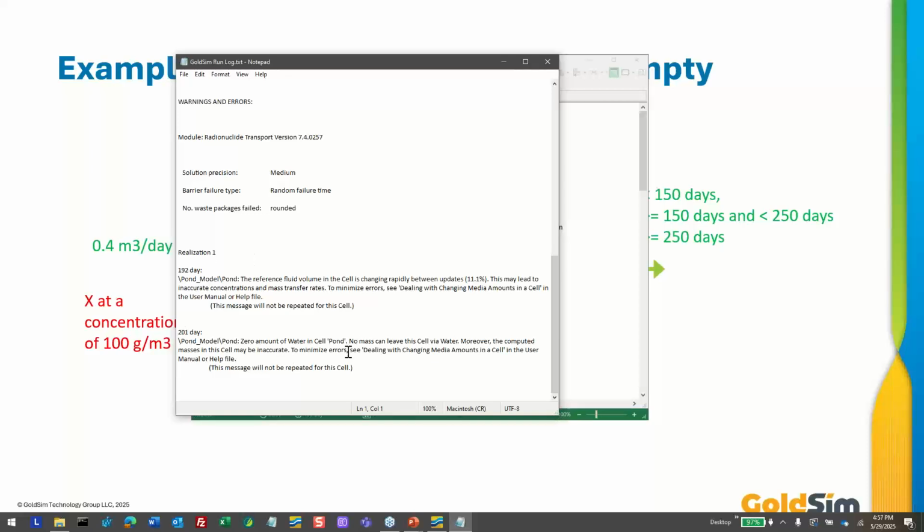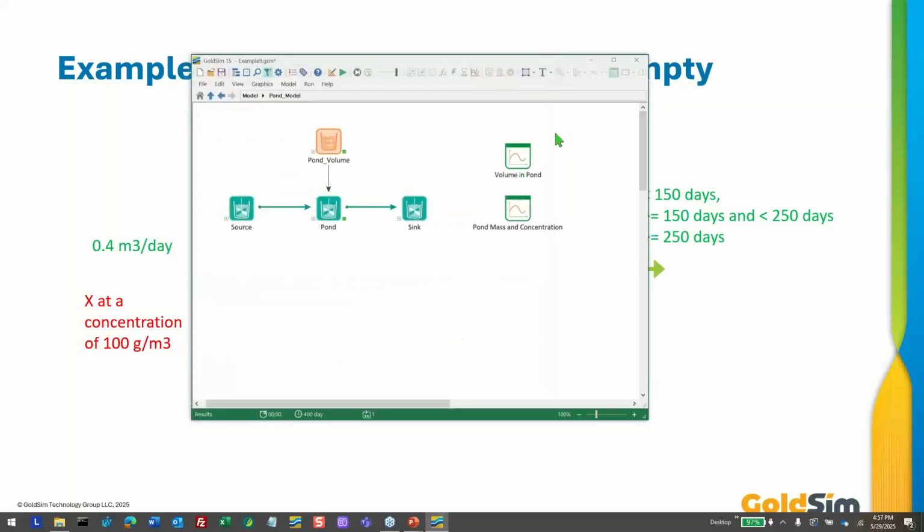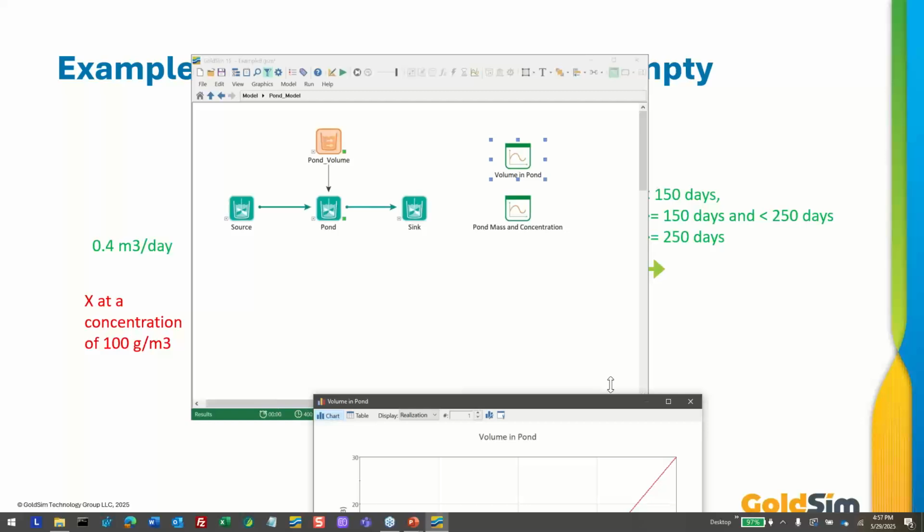And then there's another message. Hey, we have no water in the cell at all. This is going to create problems, right? And then it says, to minimize these errors, go do this, and points you to a part of the user manual, which I'm going to do right now. But the concentrations we're going to produce here are wrong. We're warning you that they're probably going to be wrong. So read these messages. Let's first look at the pond volume to see why we ran into this problem.